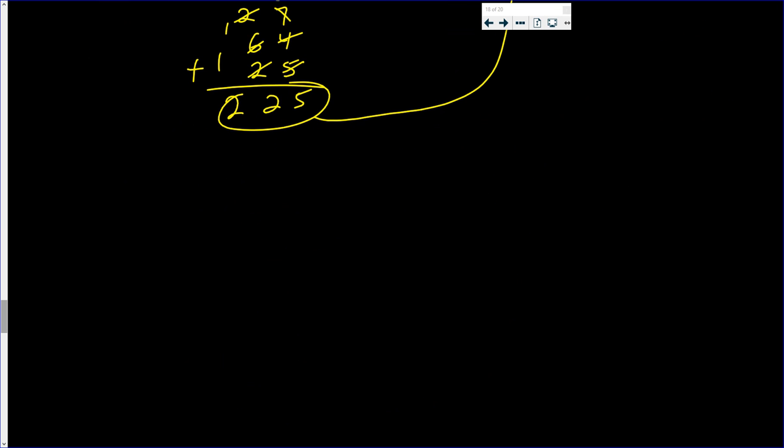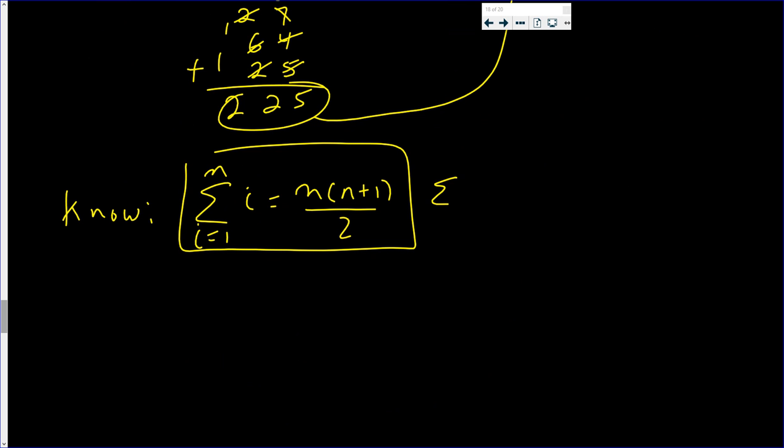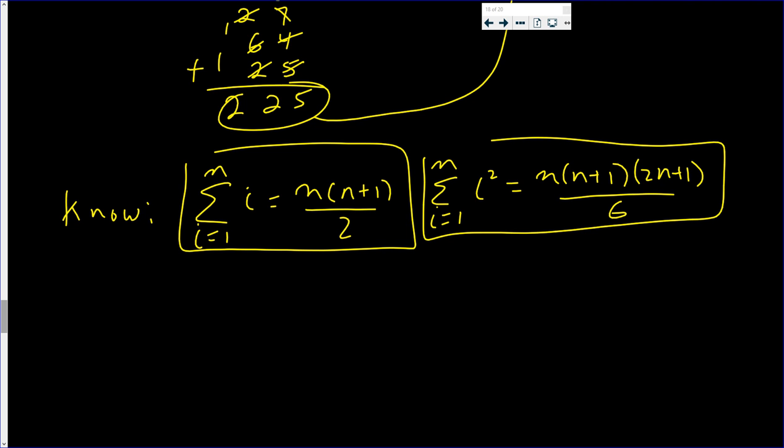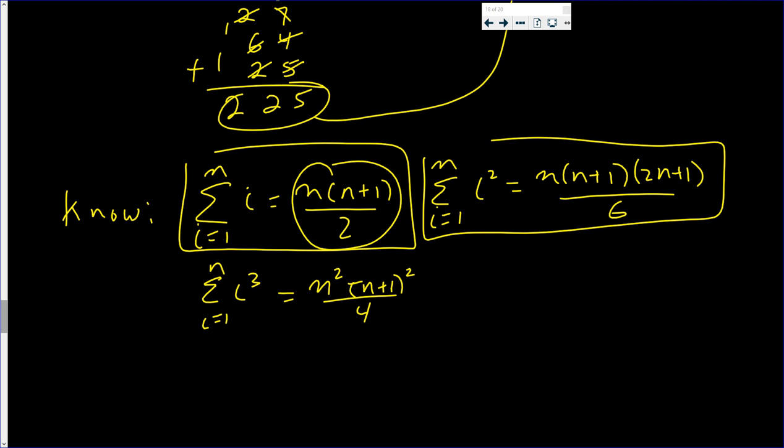So I just want to say that you must know the following. The summation as i goes from 1 to n of i is n times n plus 1 over 2. You should know the summation as i goes from 1 to n of i squared is n times n plus 1 times 2n plus 1 over 6, and that the summation of i cubed as i goes from 1 to n is equal to n squared times n plus 1 squared over 2 squared. It's just that one squared.